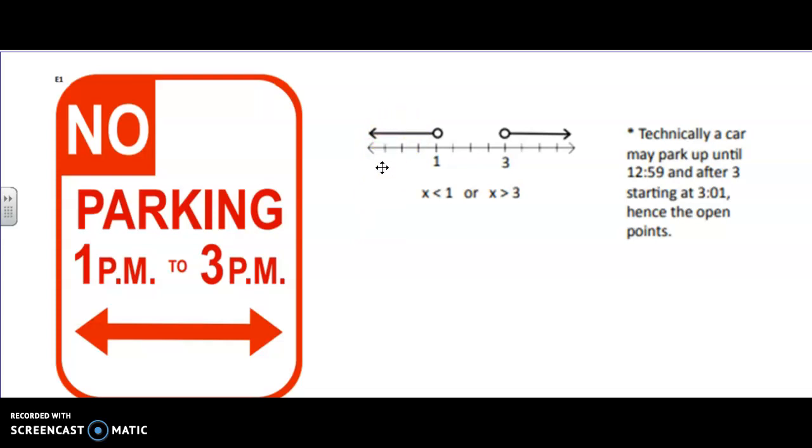So this is saying no parking between 1 and 3, which means you could park your car up till 12:59 and starting again at 3:01. But from 1 o'clock to 3 o'clock, no way. Okay, so right here is the graph of that showing open circle from 1 to the left and open circle from 3 to the right. This type of notation that I'm kind of circling around right now is not exactly the type of notation we are going to use. We are going to use something called interval notation, and that is called set notation.